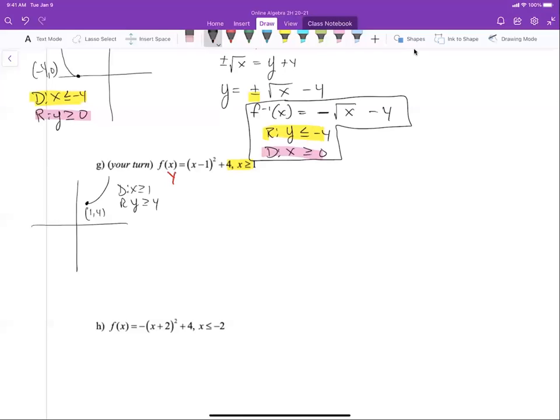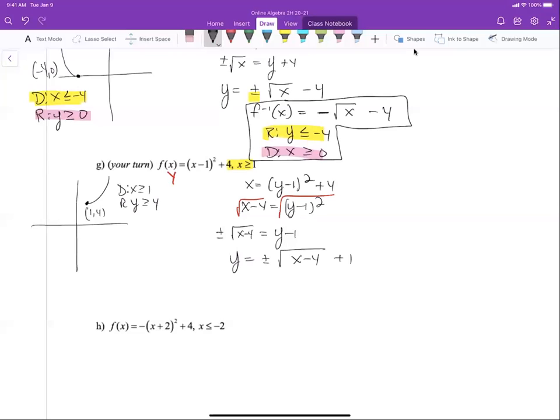I then switch my x's and my y's. So I get x equals (y minus 1) squared plus 4. I now have to solve for y. X minus 4 equals (y minus 1) squared. I take the square root of both sides. I get y minus 1 is equal to plus or minus the square root of x minus 4. I need to add 1 to both sides. So now I get y equals plus or minus the square root of x minus 4, plus 1.